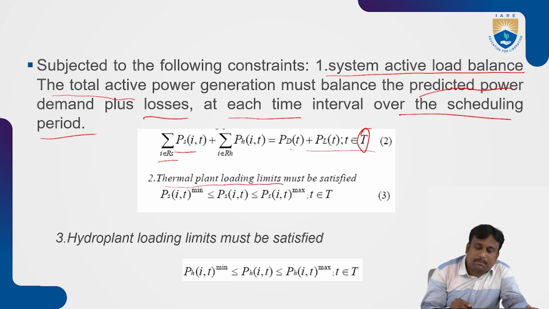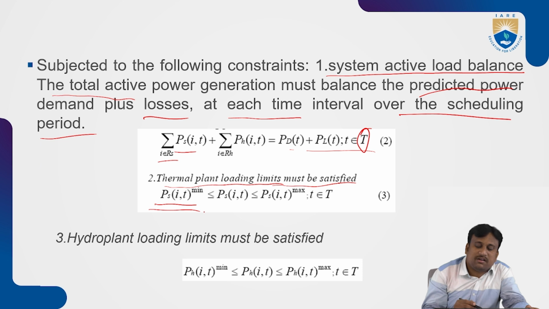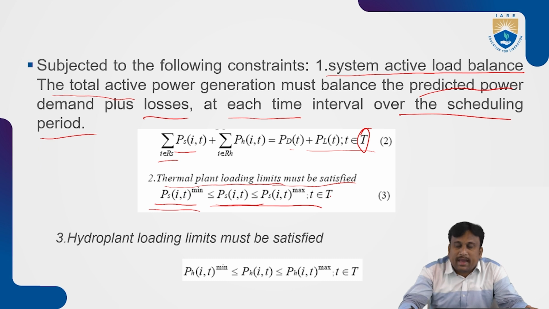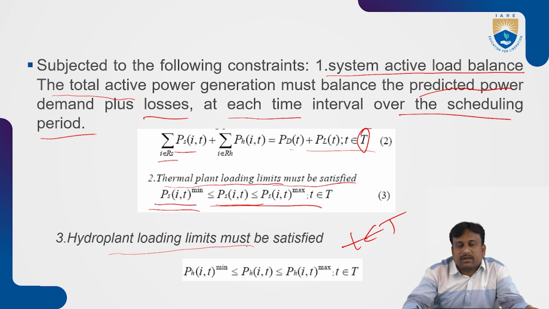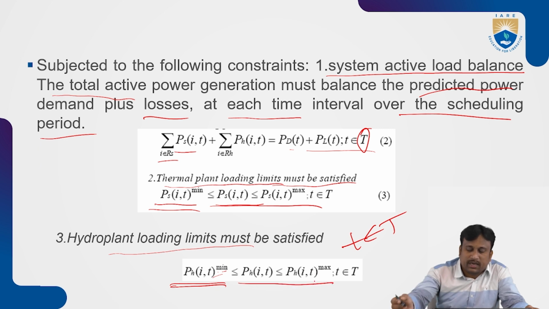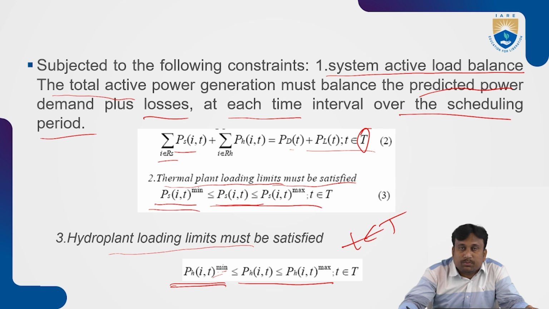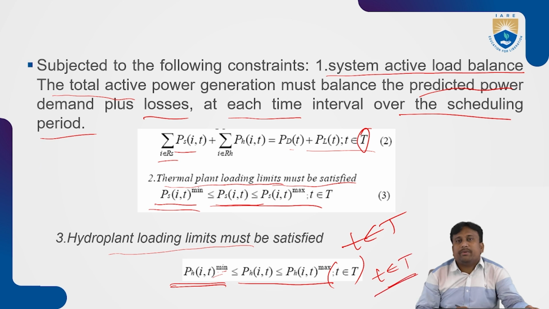When it is the case of thermal plant loading limits, the requirement to satisfy is Ps(i,t) minimum less than or equal to Ps(i,t) less than or equal to Ps(i,t) maximum, for t in the period 1 to T. Now it is the case of hydro plant loading limits. The requirement to satisfy is Ph(i,t) minimum less than or equal to Ph(i,t) less than or equal to Ph(i,t) maximum. They may exist in the period t equals 1 to T. So these are the period sequences that may exist.